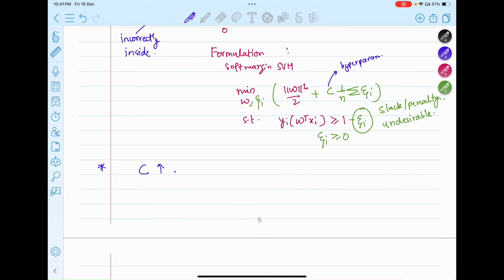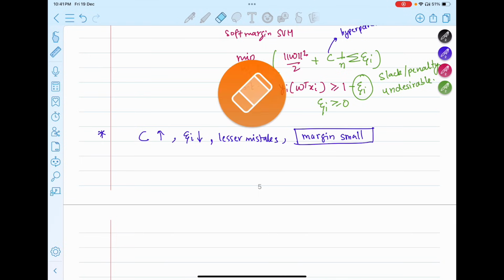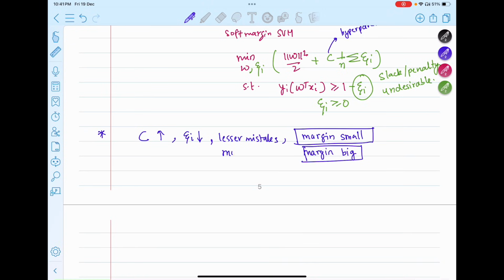If C is increasing, then zeta i's should decrease. That means there will be lesser mistakes. What does that mean? That means that the margin will be small. Lesser mistakes means the margin will be smaller, right? And if you want a big margin, then what do you need? You need more mistakes. More mistakes means zeta i is high. That means C is small.